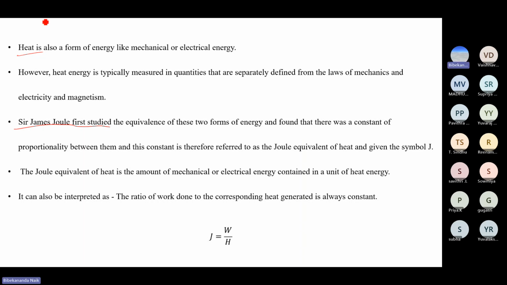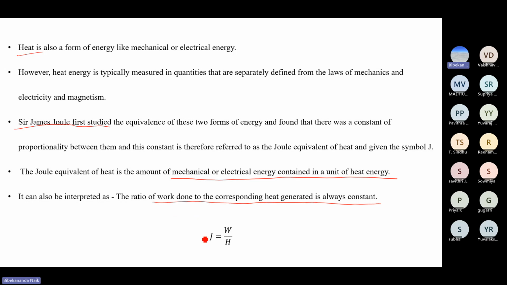Heat is a form of energy. Also, there are other forms of energy. So when we convert some other form of energy to heat energy, the ratio of these two is constant. That is known as Joule equivalent of heat. So Joule equivalent of heat is basically the amount of mechanical or electrical energy contained in a unit of heat energy. Also, we can say that the ratio of work done to the corresponding heat generated is always constant.